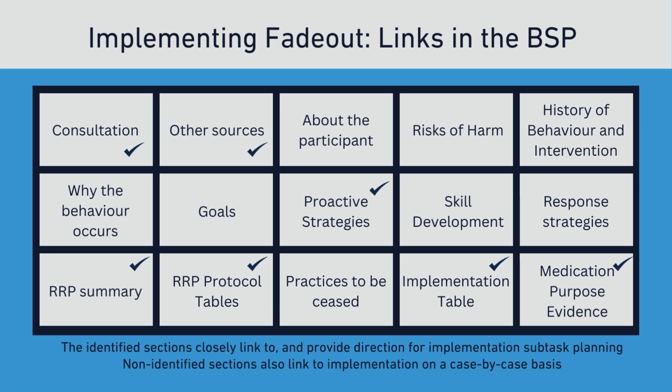Recognise here that in terms of the 3.0 or 2024 template, these components specifically and explicitly link to your planning of fade out and will give you the guide to what that looks like. So, your consultation process and stakeholders, your other sources, the development of proactive strategies, obviously the restricted practice summary and protocol tables, and your implementation table, as well as medication purpose evidence, will give you directions as to how your subtasks need to look and what you're planning to have happen in the implementation stage.